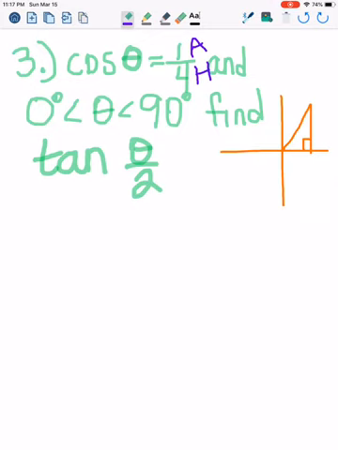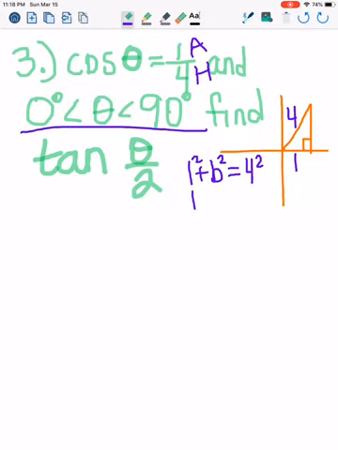And we're in quadrant 1 because of this statement right here, 0 to 90. So adjacent is going to go here, hypotenuse is going to go here. We're going to do Pythagorean theorem: 1 squared plus b squared equals 4 squared. So I'm going to do 1 plus b squared equals 16. And so then b squared is going to equal 15, and b is going to equal root 15.